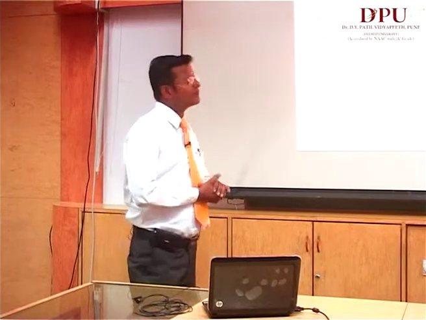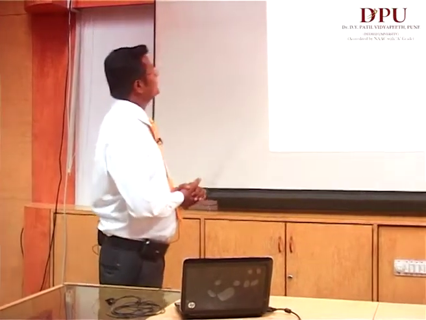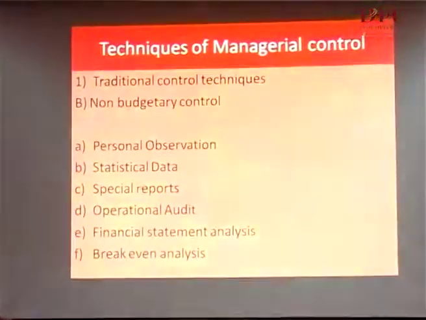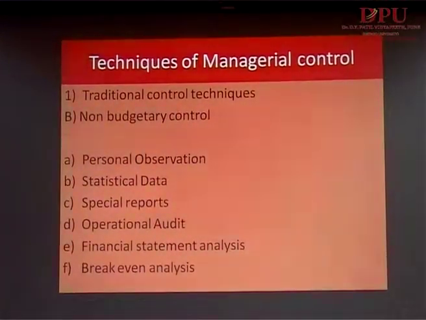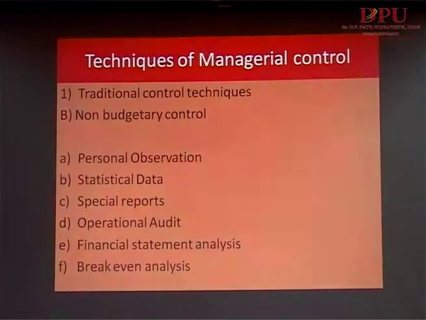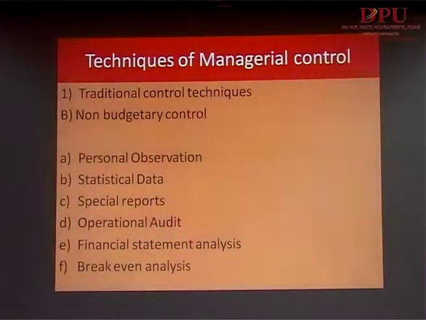Then non-budgetary control. In non-budgetary control, personal observation is there. Then statistical data is to be available for analysis. With the help of that analysis, the manager can think about how to control all these activities. Then statistical data and special reports, meaning the report from previous years or the last 6 months, on which managers are able to make an analysis and control the same. Then operational audit, financial statement analysis, and break even analysis. All these are the non-budgetary control systems.